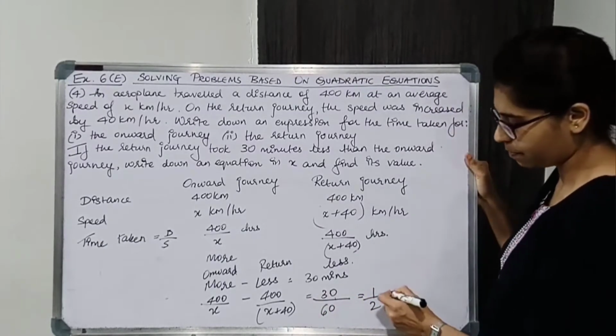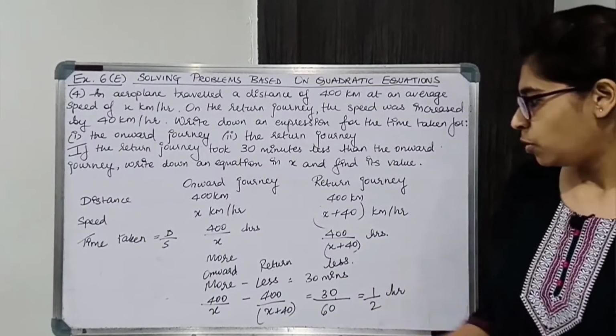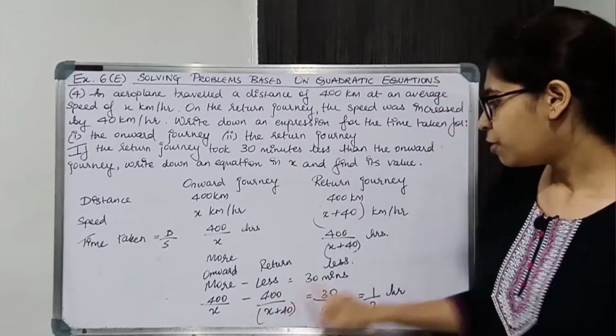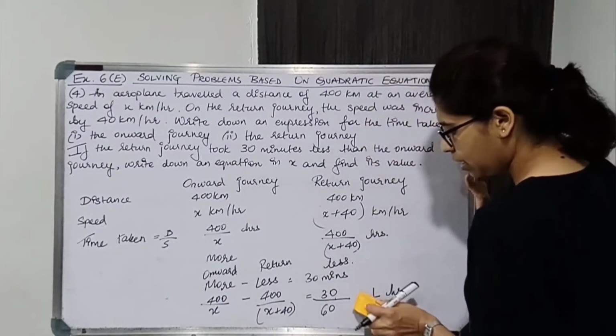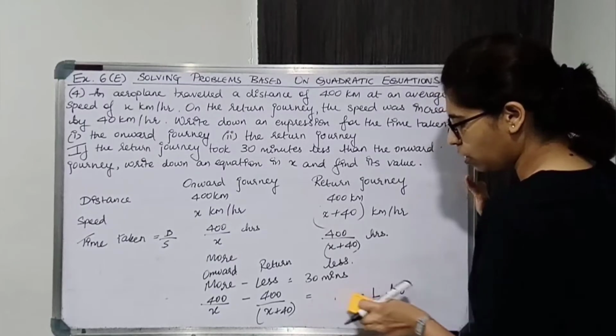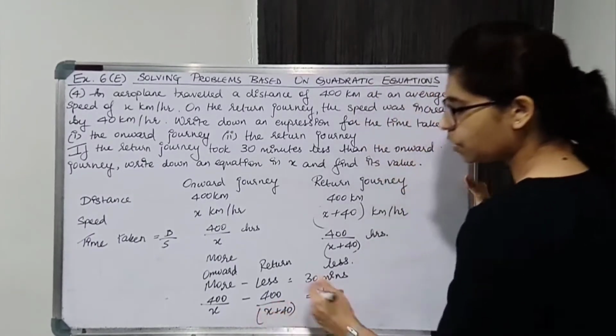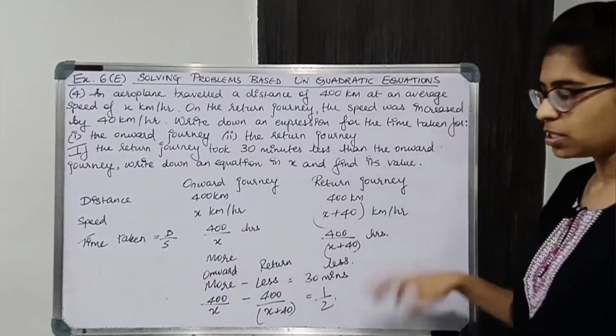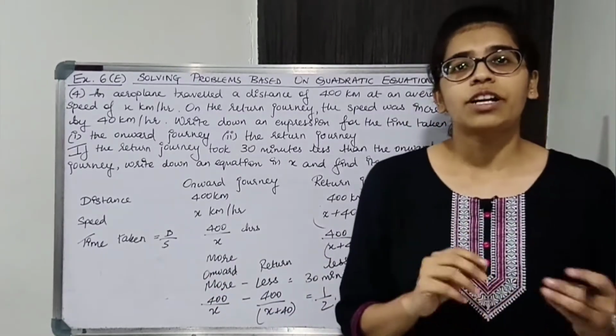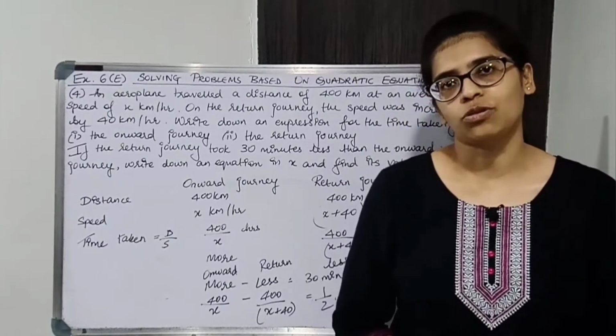Okay, half hour. So 400 upon x minus 400 upon x plus 40 is equal to half. Okay, we got the equation. We just need to solve this. So let us now write down the given in proper manner and start solving.